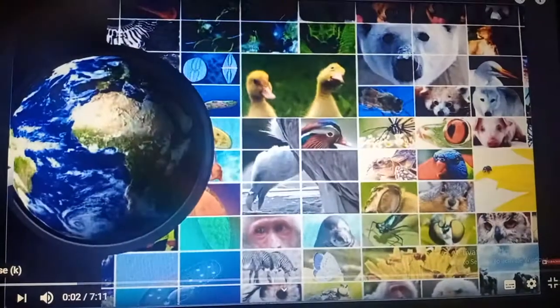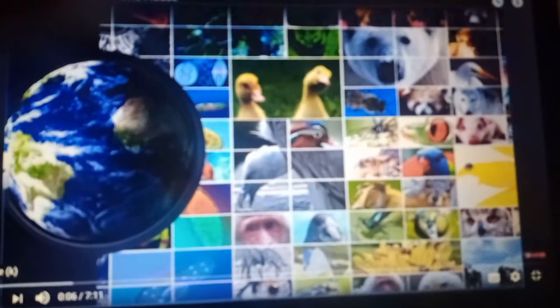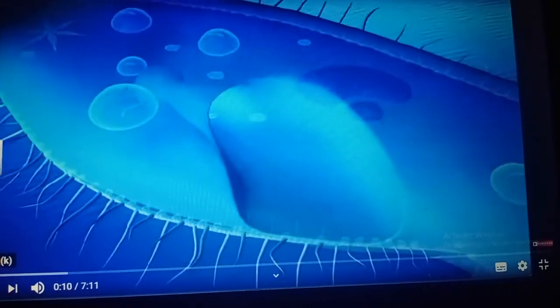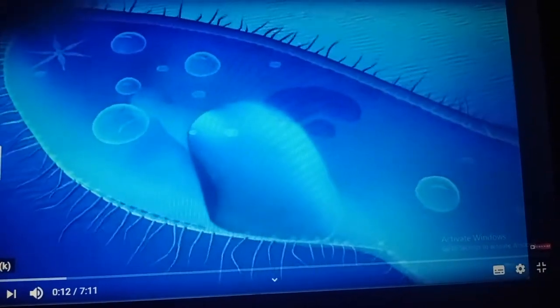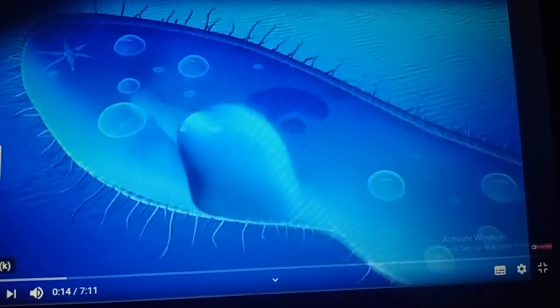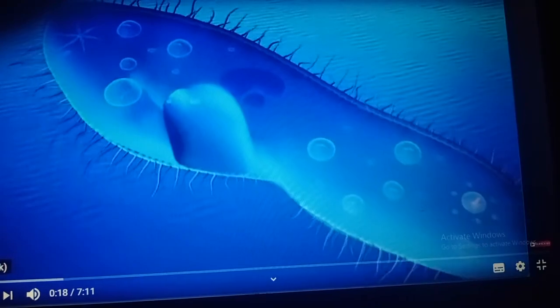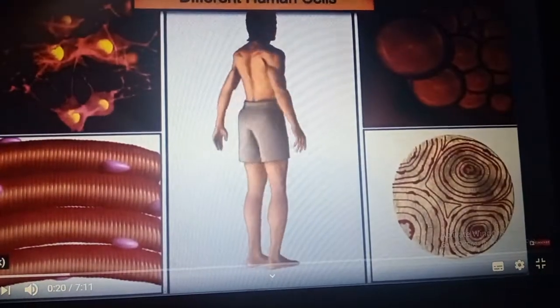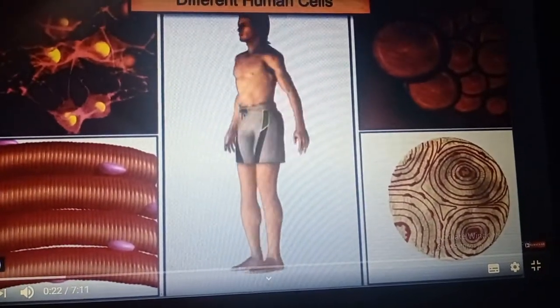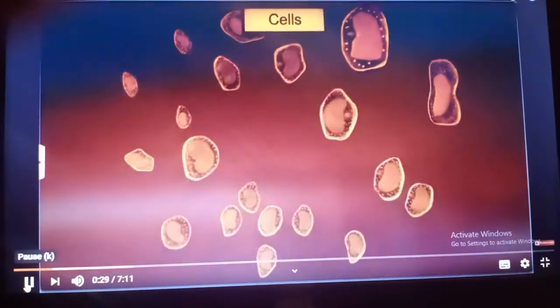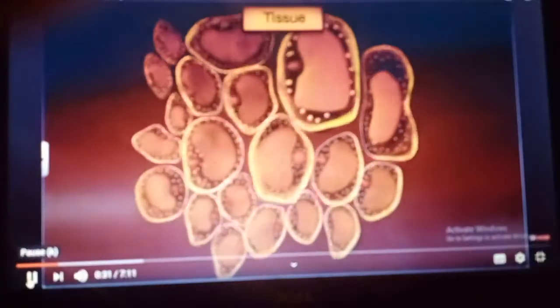We have an array of animals on our planet, ranging from unicellular to multicellular. In unicellular organisms, a single cell carries out all the body functions, such as digestion, respiration, and reproduction. However, in multicellular organisms, different cells perform different functions. A group of similar cells that performs a specific function is called a tissue.